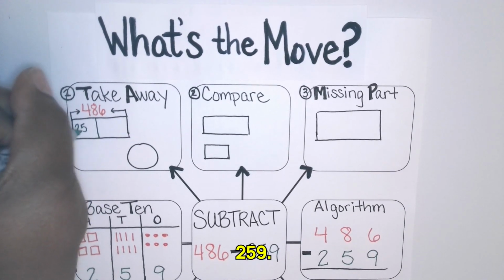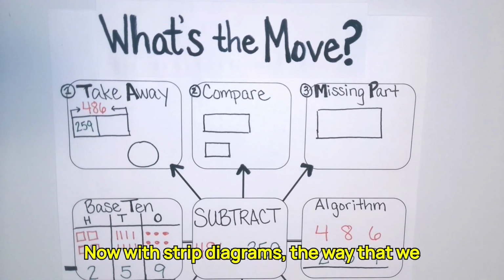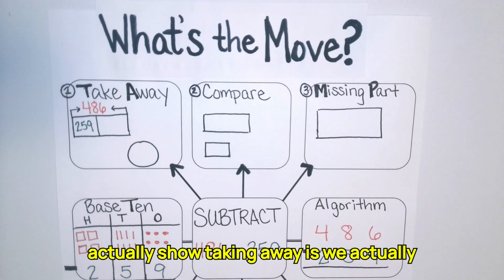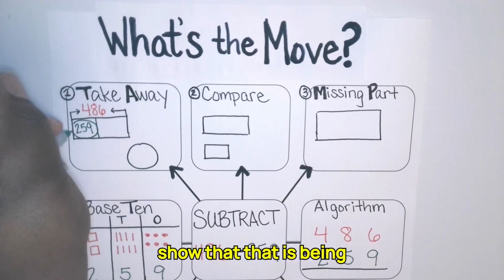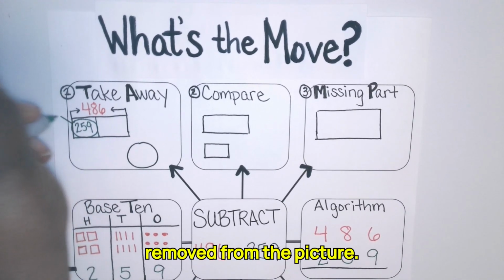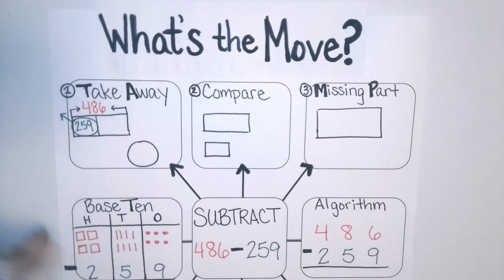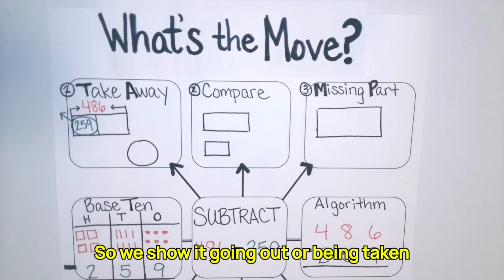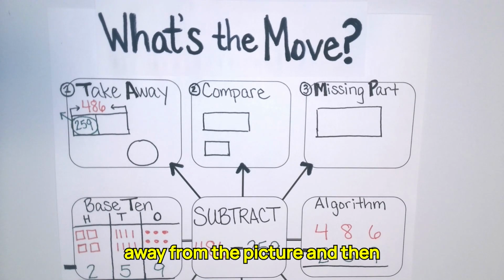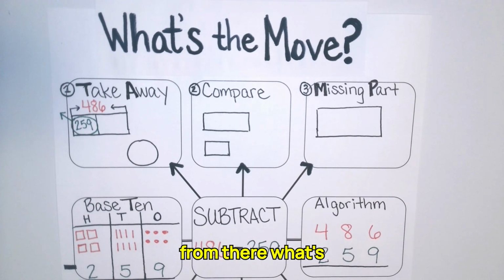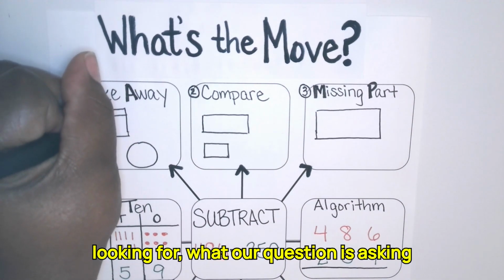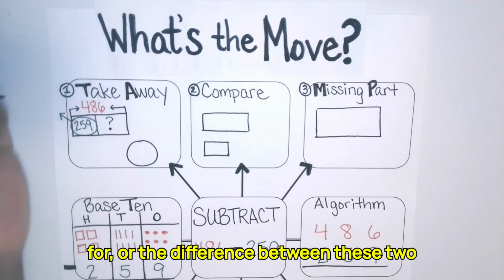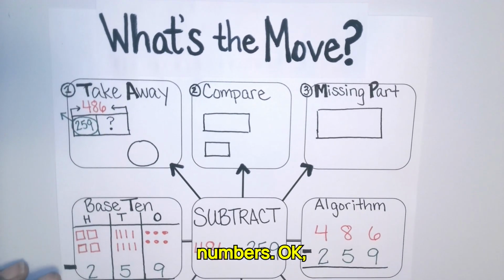place 259. Now with strip diagrams, the way that we actually show taking away is we show that that is being removed from the picture. So we show it going out or being taken away from the picture. And then from there, what's left over would be what we're looking for, what our question is asking for, or the difference between these two numbers.